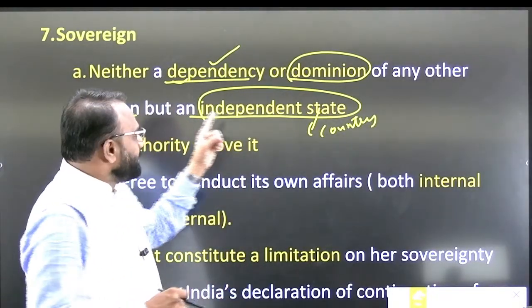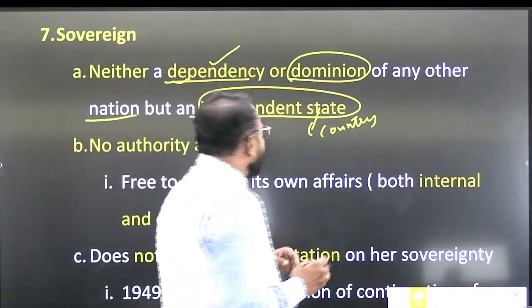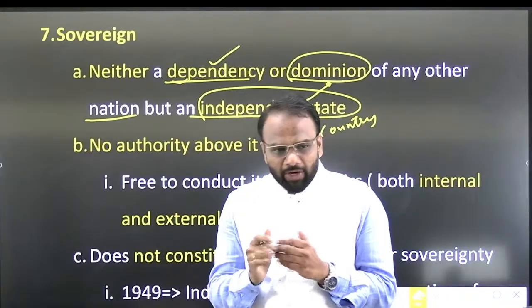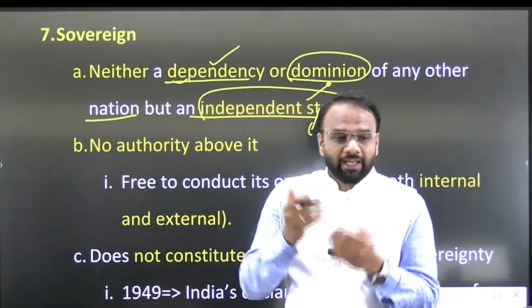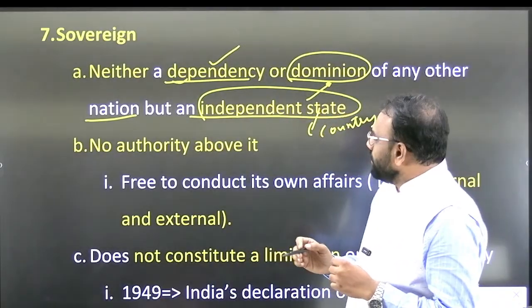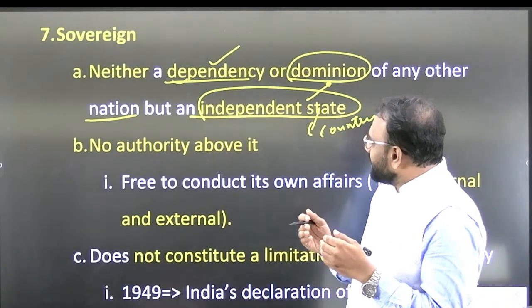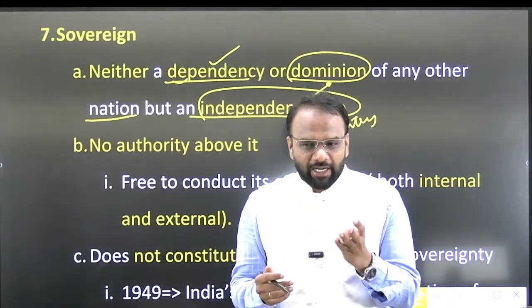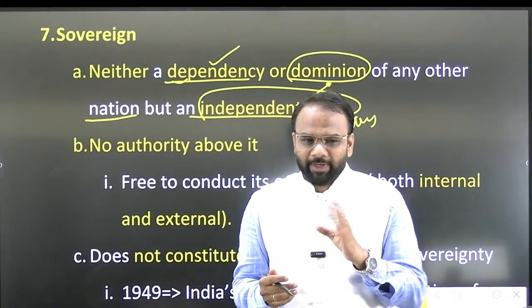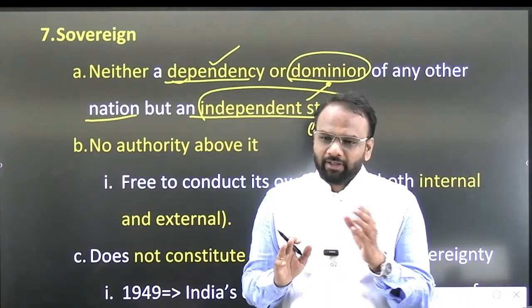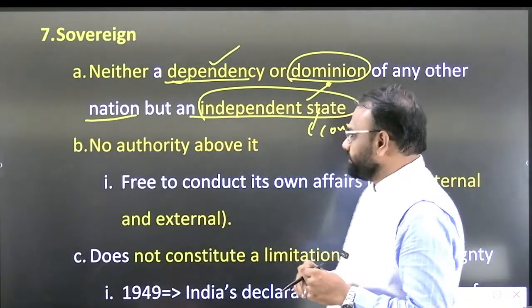So, neither a dependency or dominion of any other nation, but an independent state. Questions like this they are not going to ask you in the prelims, but we'll learn in this fashion. If at all they frame a question like, India is neither dependent but an independent state, which word in the preamble indicates it? Republic, sovereign, socialist, secular. The term sovereign indicates it. If you are able to recall that much, that would be sufficient.